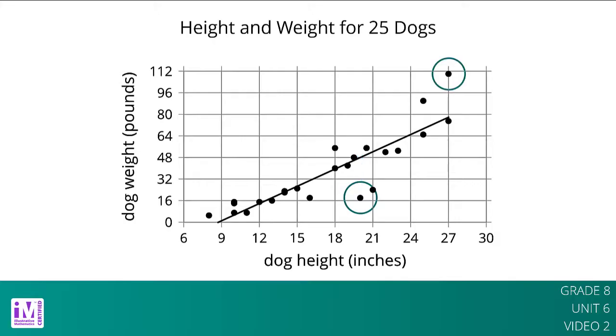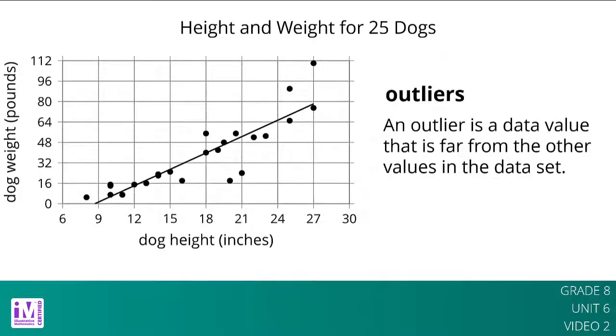Sometimes a data point is far away from the other points, or doesn't fit a trend that all the other points fit. We call these points outliers. Outliers. An outlier is a data value that is far from the other values in the data set.